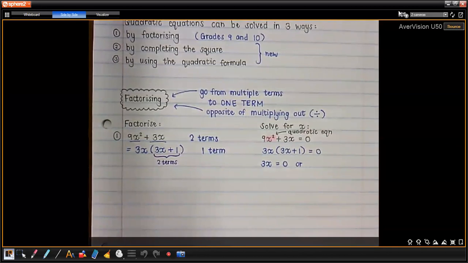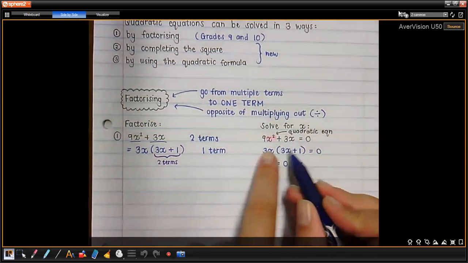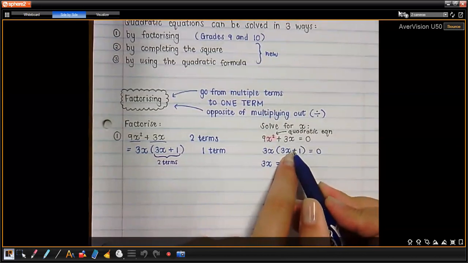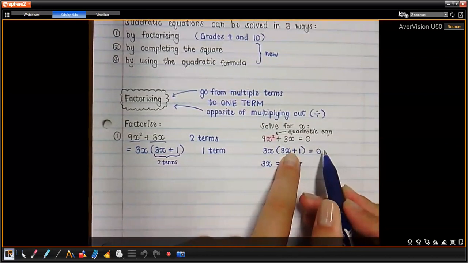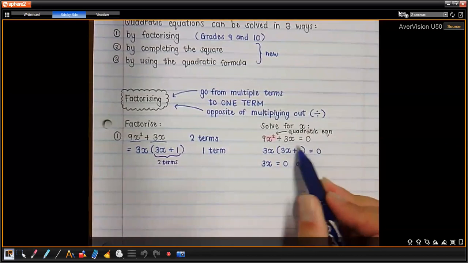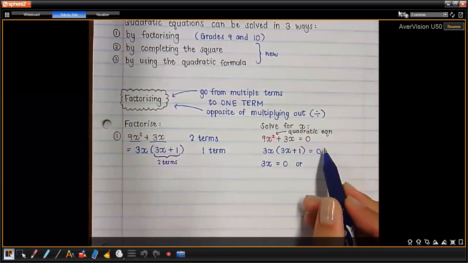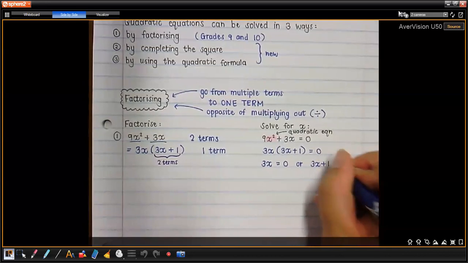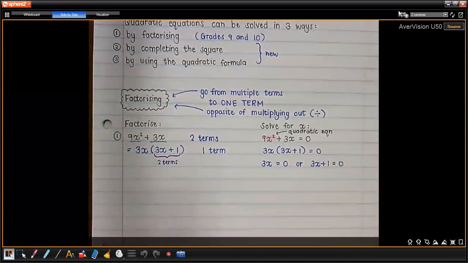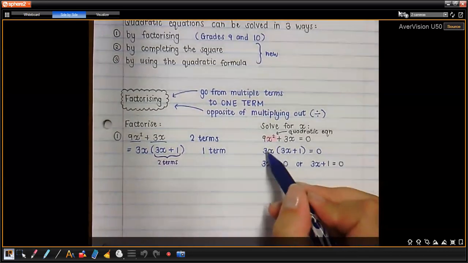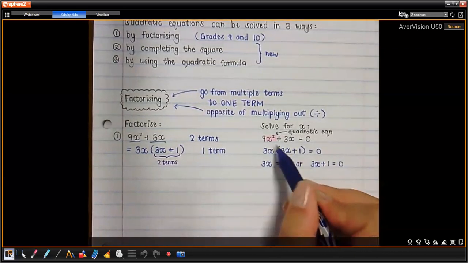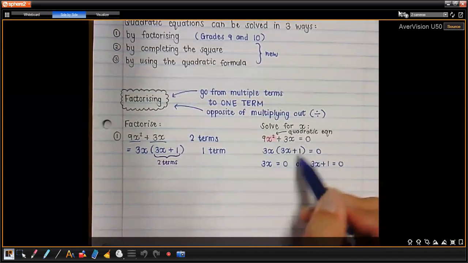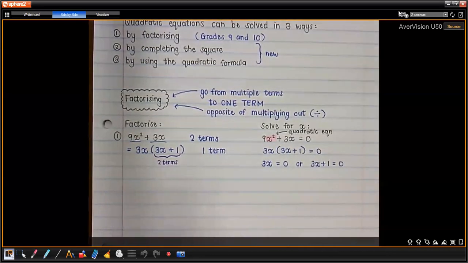I can also have 3x multiplied by 0 here. That will also give me an answer of 0, right? If the second part of my product here is equal to 0. So if 3x plus 1 is equal to 0, then the answer will still be 0, right? If I say 3x times 0, this whole bracket, then my answer will be 0. Right? Does that make sense?